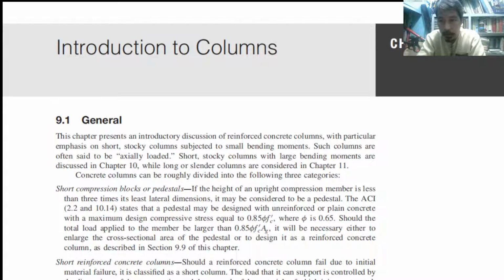In this section, we'll live stream the discussion on columns. How do we design, how do we analyze columns? This is an introductory chapter.